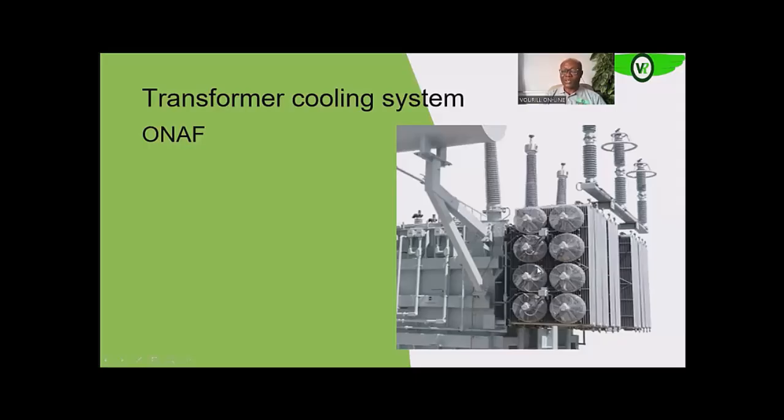But as you are loading it to capacity, okay, when we have more heat losses because of the I squared R effect, there will be need for more effective cooling, and all of these fans will come on, okay. So this type of cooling system is called the oil natural, because the oil within the tank is allowed to flow naturally through natural convection, okay.